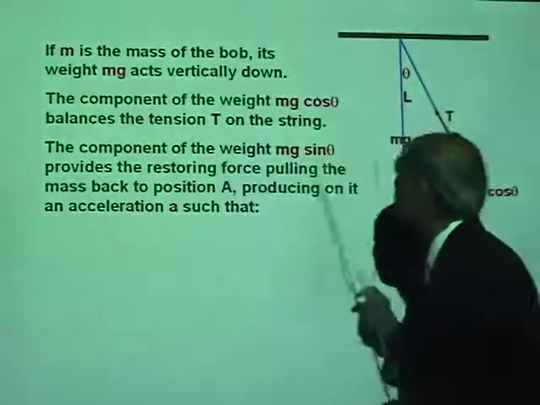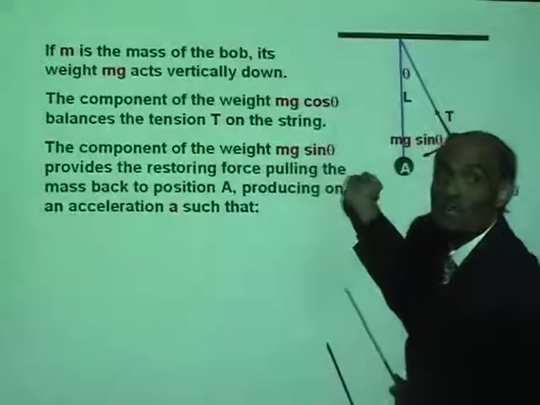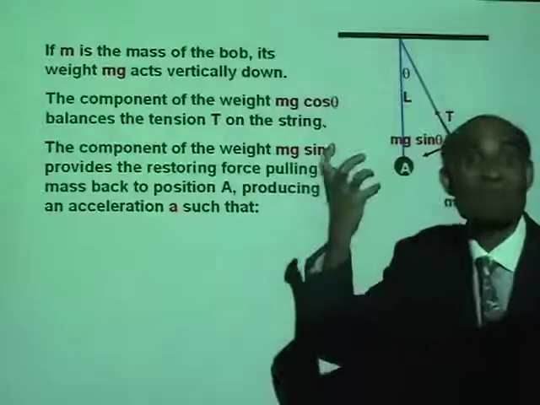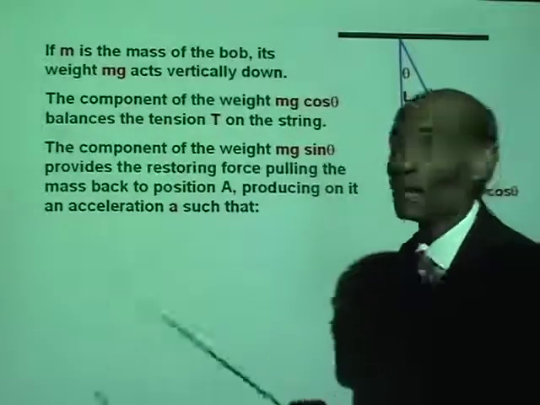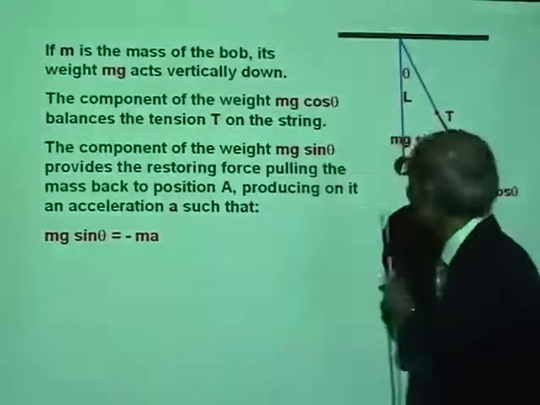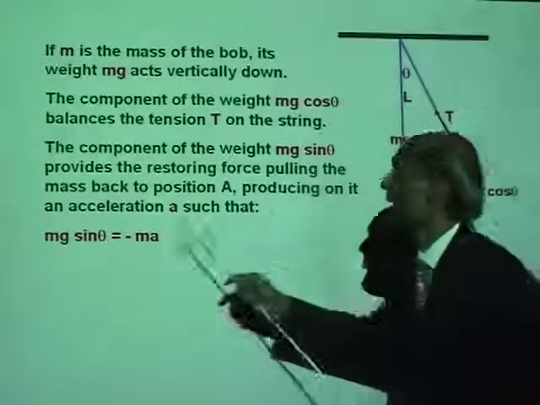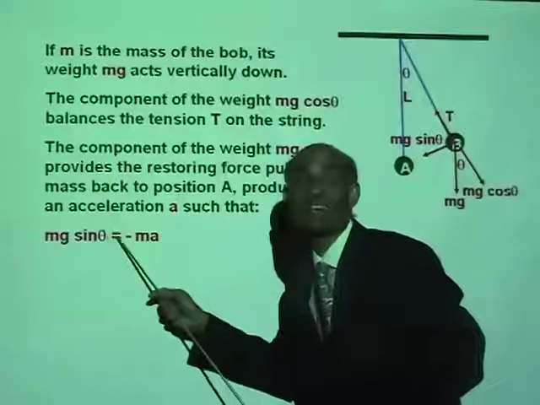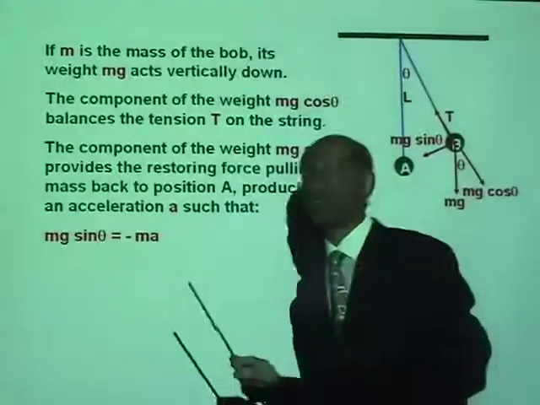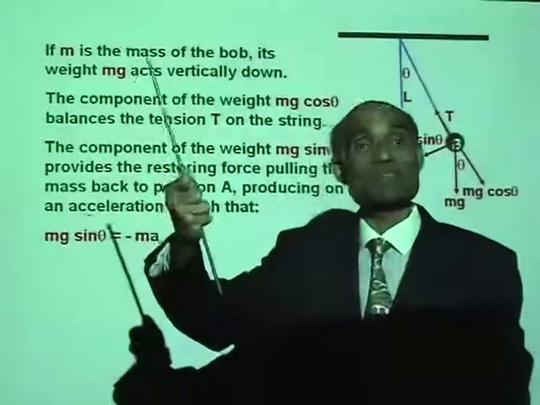And this produces an acceleration. It makes the bob accelerate towards the equilibrium position, so that when it reaches the equilibrium position, it will have a maximum velocity. And this mg sine theta is the net force producing the acceleration on this mass, so that mg sine theta is equal to negative ma. Now why is it negative? Because the acceleration is opposite to the displacement.